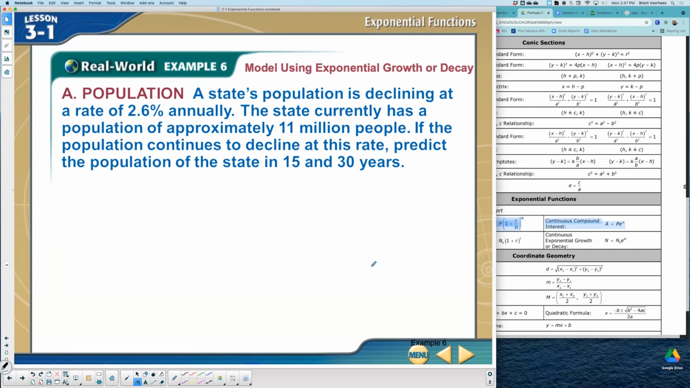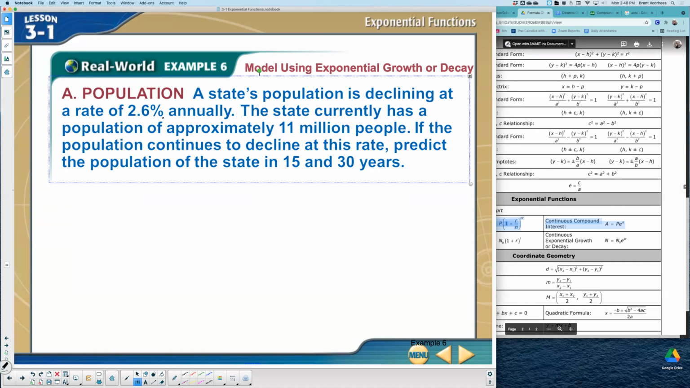It says a state population is declining at a rate of 2.6% annually. That means the state is having fewer people. The state currently has a population of approximately 11 million people. If the population continues to decline at this rate, predict the population of the state in 15 and 30 years. So how many times is this decreasing? When it says annually, it's decreasing annually. How many times per year is annually? 1. So this is the case where n equals 1.